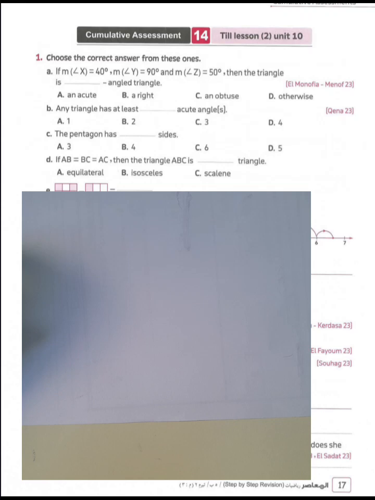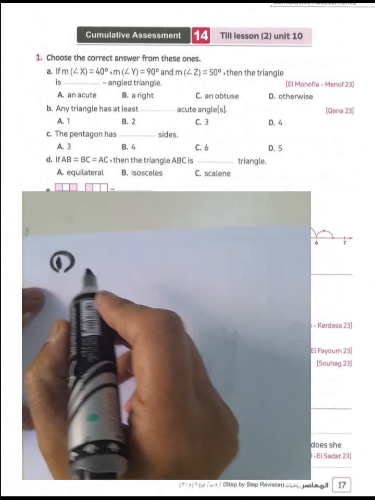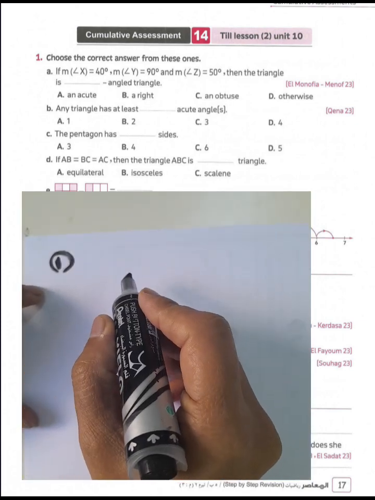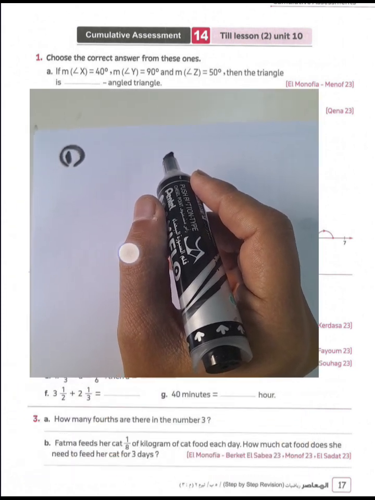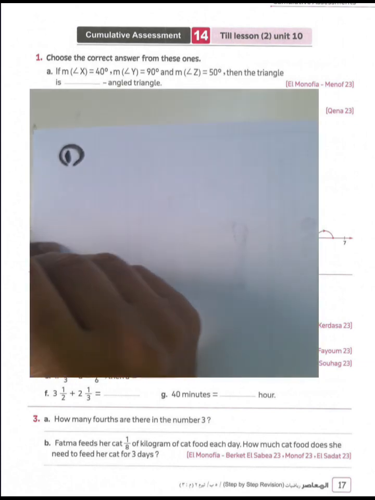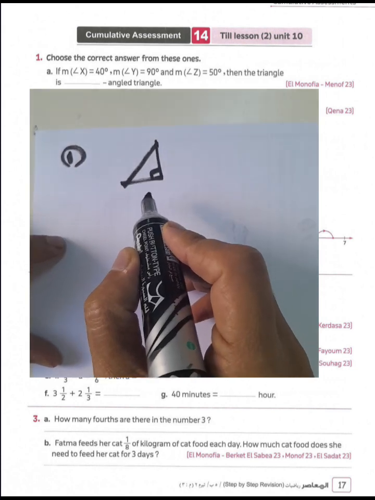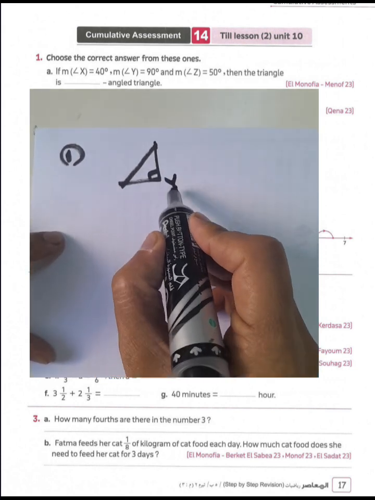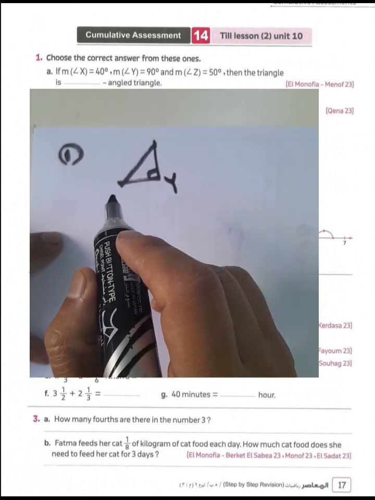Till lesson 2, unit 10, page 17 from the book. Look with me at question number 1. If the measure of angle x equals 40 degrees, the measure of angle y is 90 degrees, and the measure of angle z equals 50 degrees, then the triangle is a blank. We have a right angle here, so we call this triangle a right angle triangle because the measure of angle y equals 90 degrees.